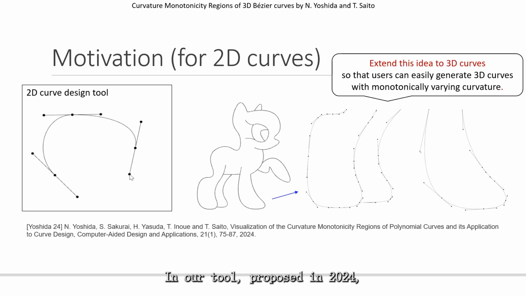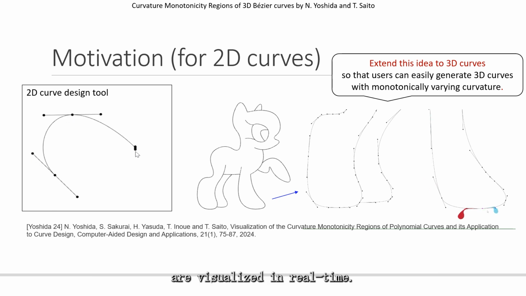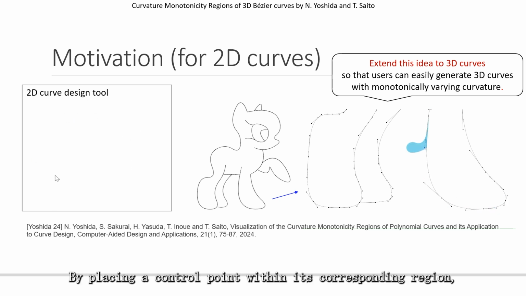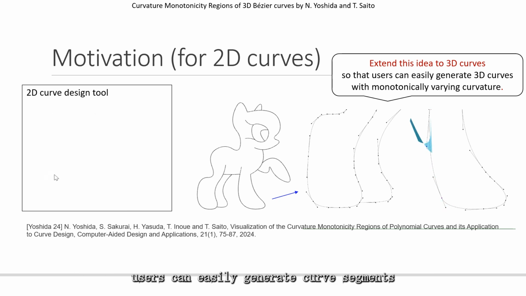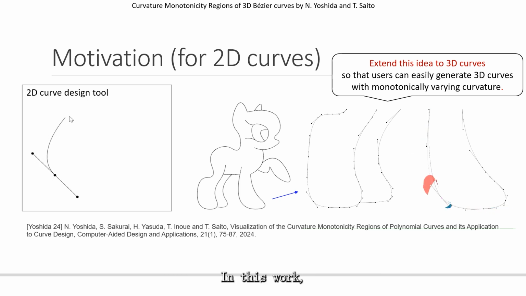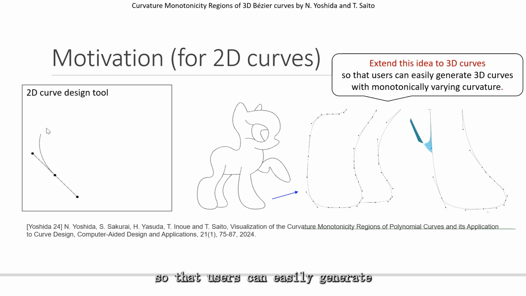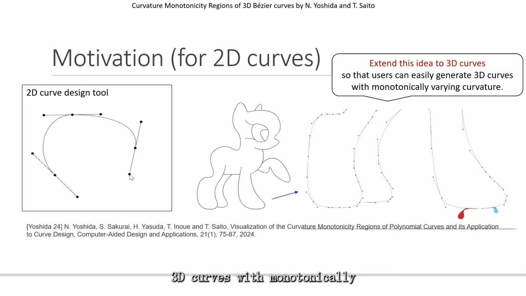In our tool, proposed in 2024, the regions where the curvature varies monotonically are visualized in real time. By placing a control point within its corresponding region, users can easily generate curve segments with monotonically varying curvature. In this work, we extend this idea to 3D curves so that users can easily generate 3D curves with monotonically varying curvature.